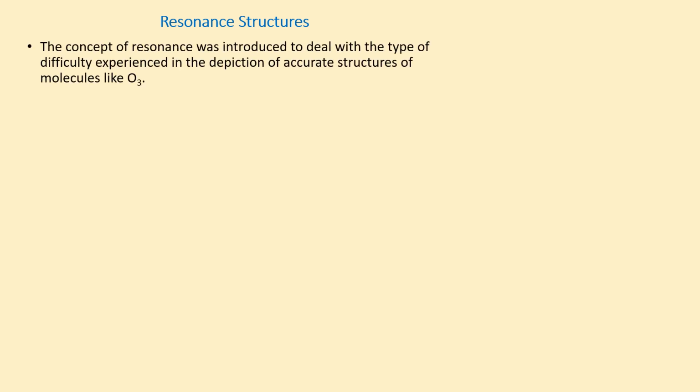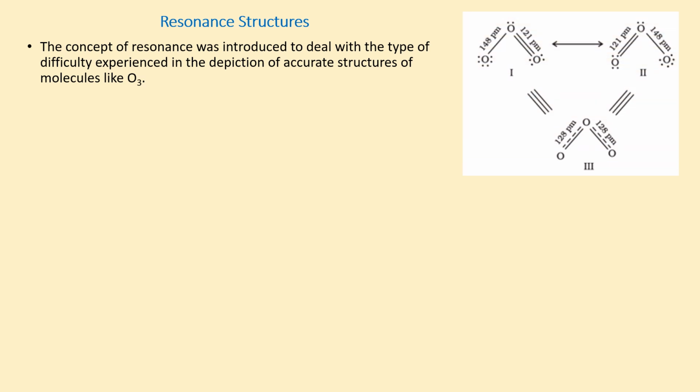It is often observed that a single Lewis structure is inadequate for the representation of a molecule in conformity with its experimentally determined parameters. For example, the O3 molecule can be equally represented by the structures 1 and 2 as shown on the screen. So, the O3 structure can be represented as structure 1 or structure 2.